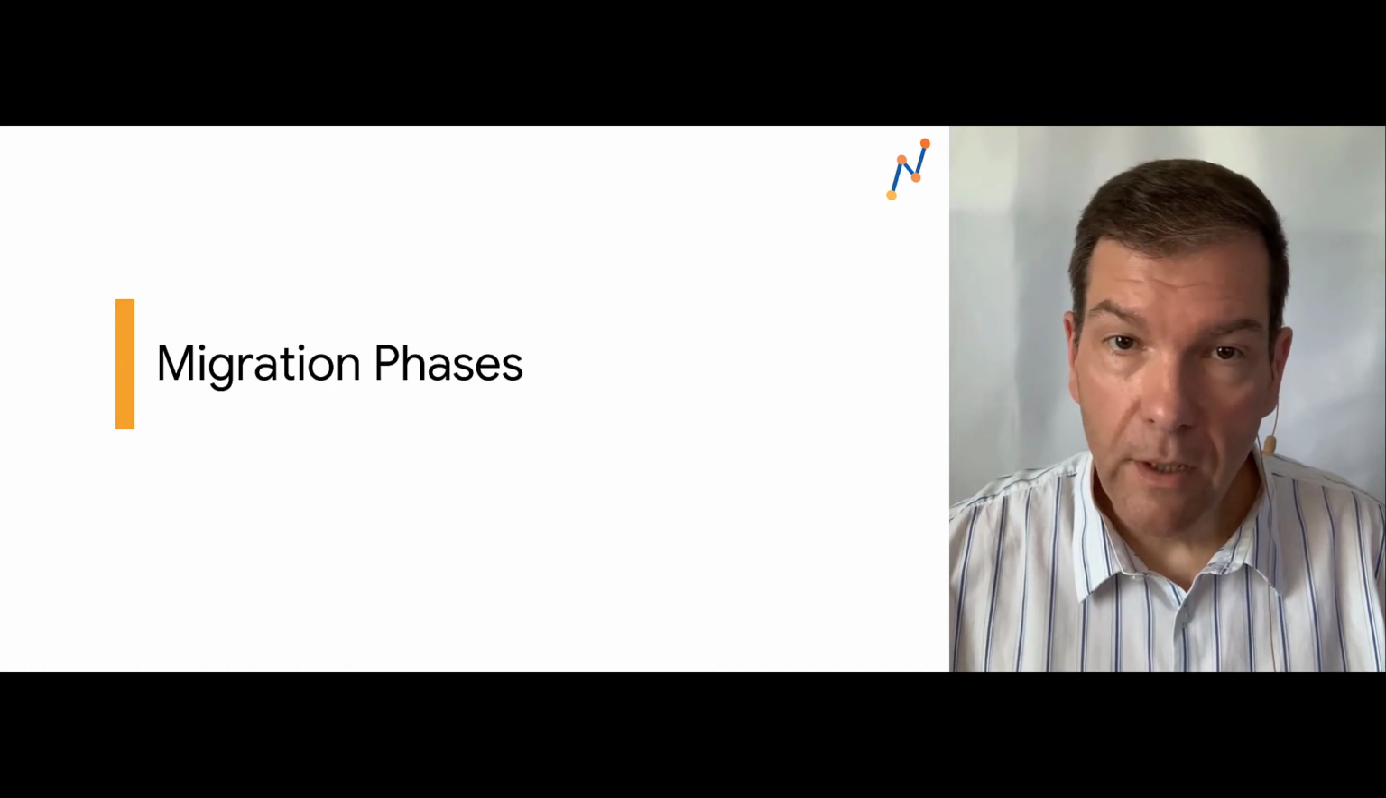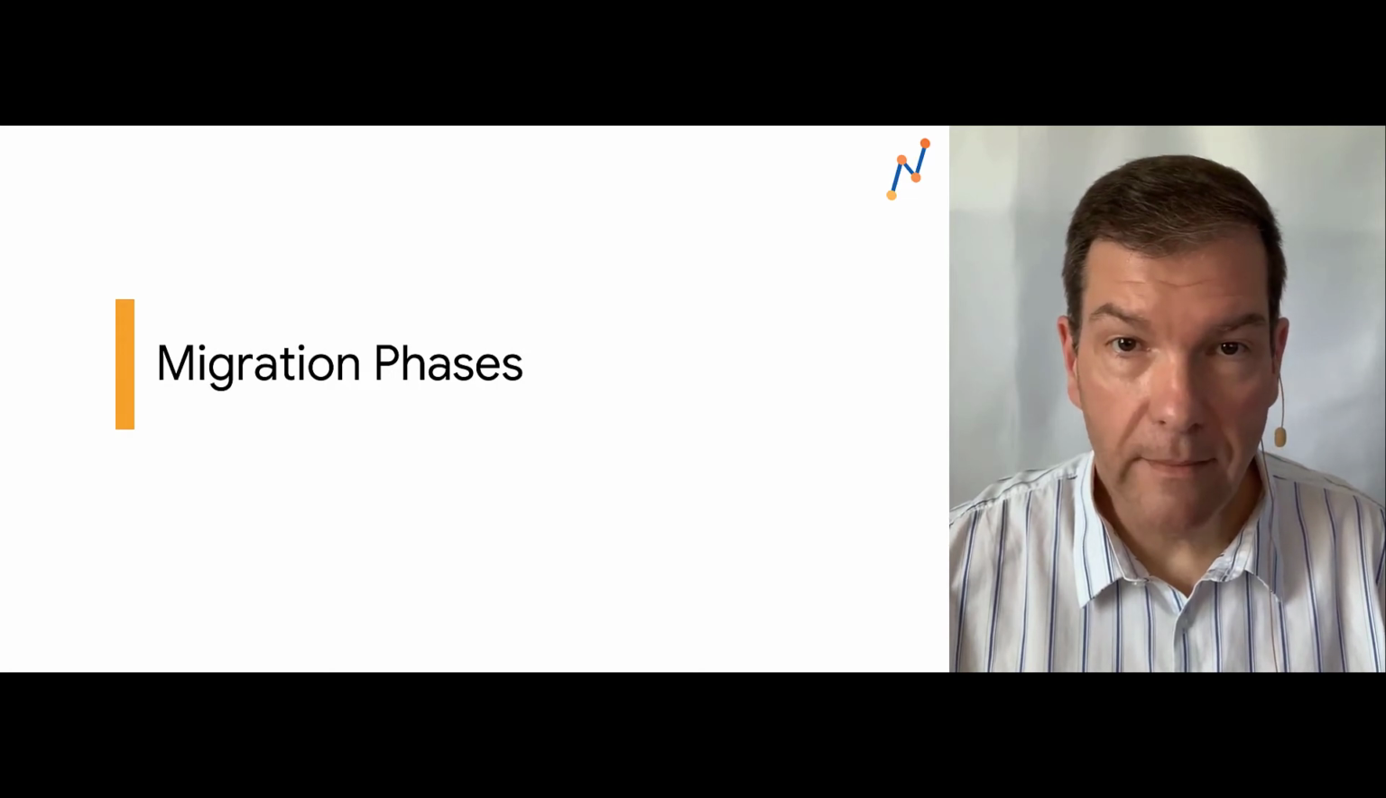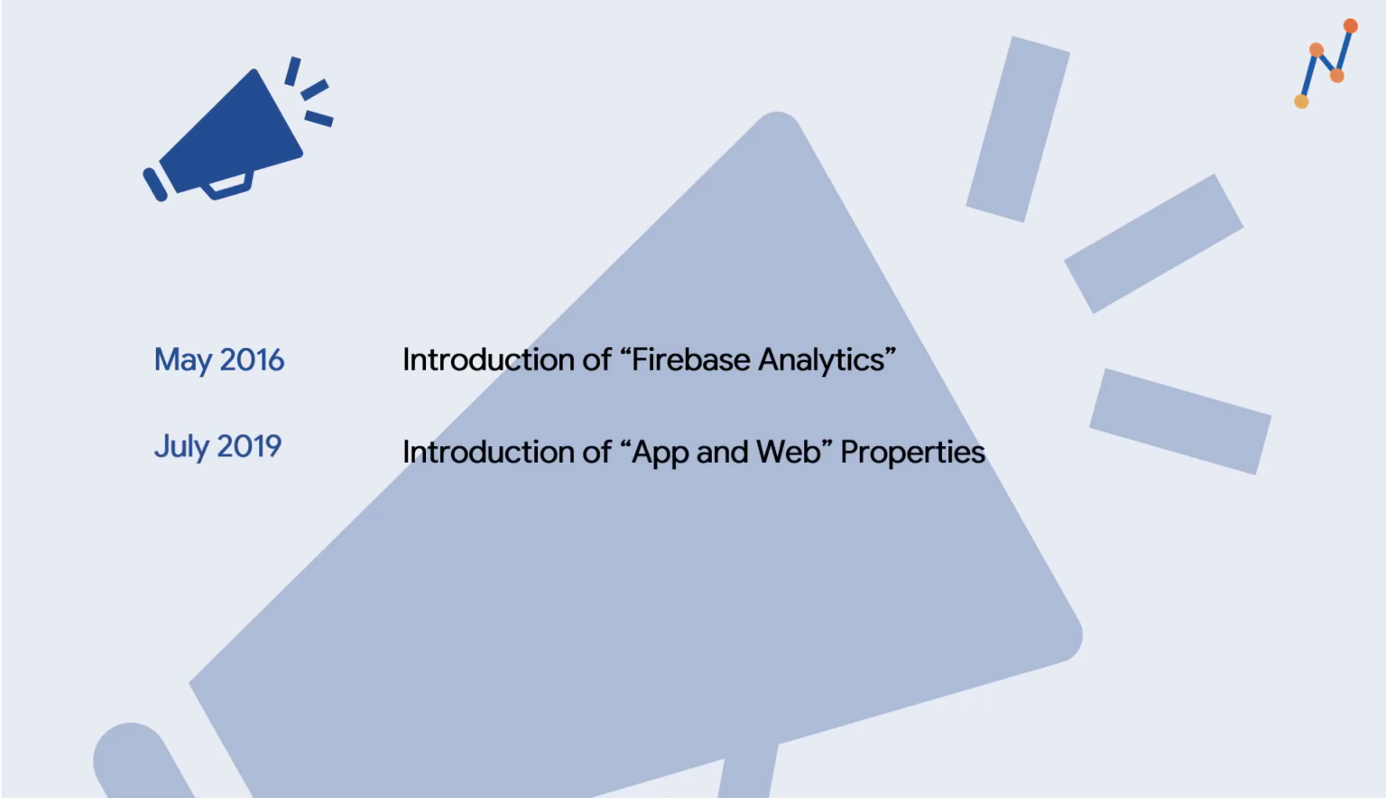Quite the opposite. You need to take migration phases into account, and in the next couple of minutes, I'm going to tell you why. Here's a little bit of background information. Google introduced Firebase Analytics in May 2016 as the successor to App Tracking with Mobile SDK. At the end of July 2019, Google started the journey of creating a unified experience for both apps and web by merging Firebase Analytics and Google Analytics. And the outcome was the introduction of app and web properties in Google Analytics.